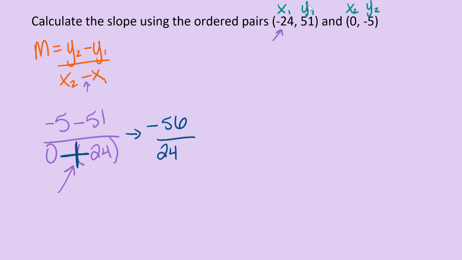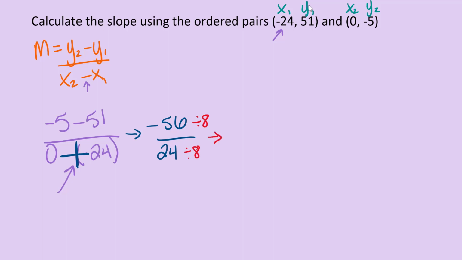We cannot keep our slope like this though. 56 and 24 can both be reduced. We need to figure out what number we can divide both of those by to get something smaller and more manageable. Because if I did ask you to graph this, you would not want to have to graph a slope of 56 and 24. So 56 can be divided by 8, and 24 can be divided by 8.